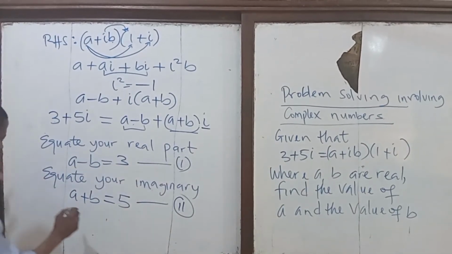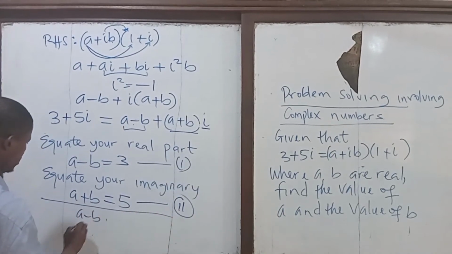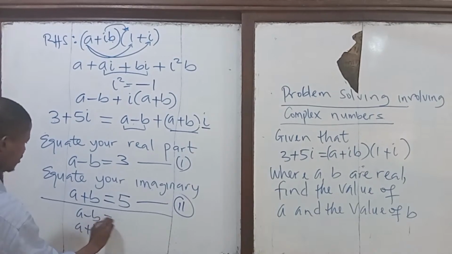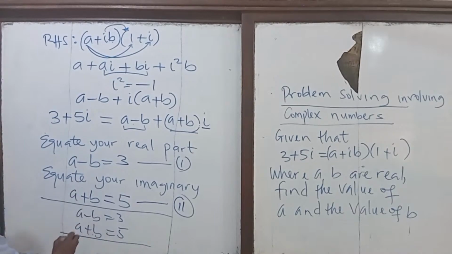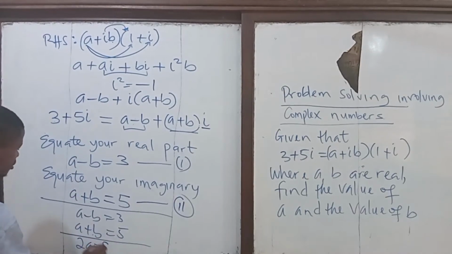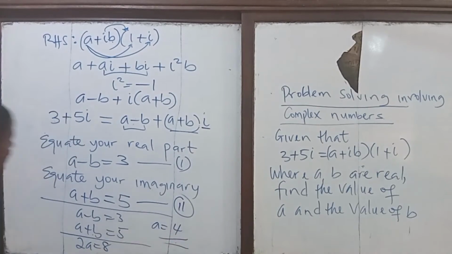So we have these two equations: a minus b equal to 3, a plus b equal to 5. Can you add them together? Add the two equations together. That would be 2a equal to what? Equal to 8. So a is what? a is 4.